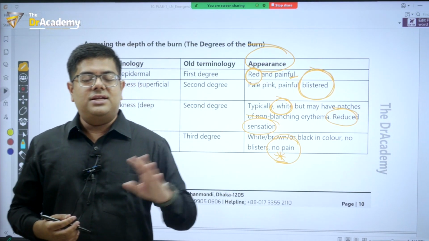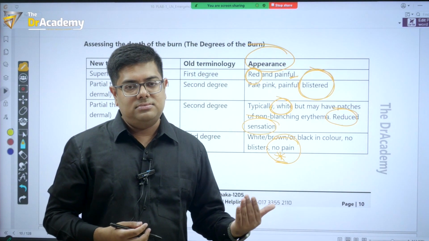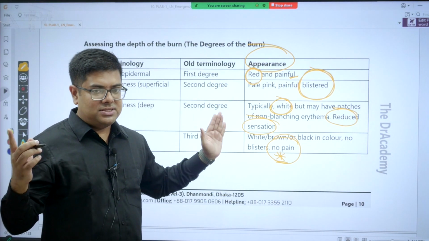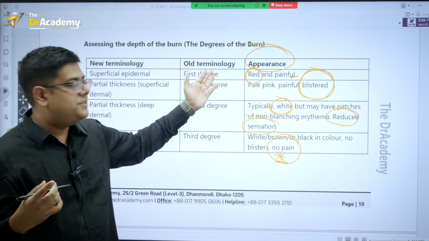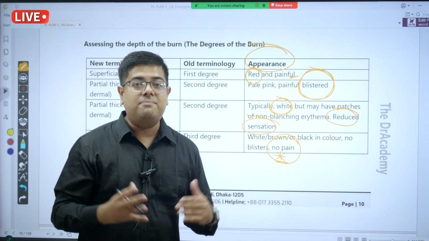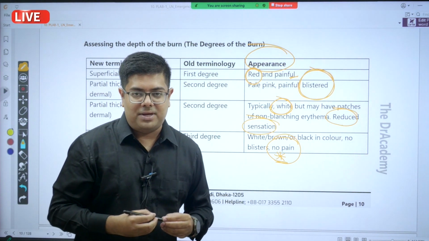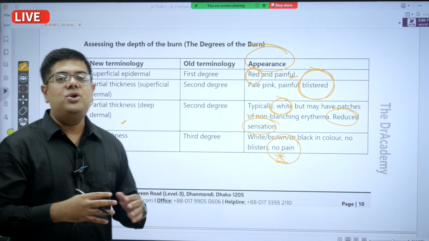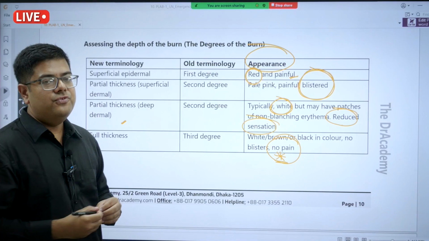So, first degree, second degree, third degree is our old terminology. New terminology is superficial epidermal, then dermal, then full thickness. How do you recognize? These are the keywords. If a stem mentions that a person having red raw skin, that is what? That is superficial epidermal, first degree burn. If a stem mentions patient with burn having blisters, what do you say? This is superficial dermal. Patient having reduced sensation, deep dermal. Patient having no pain at all but he is burned. What is that? That is our full thickness burn.